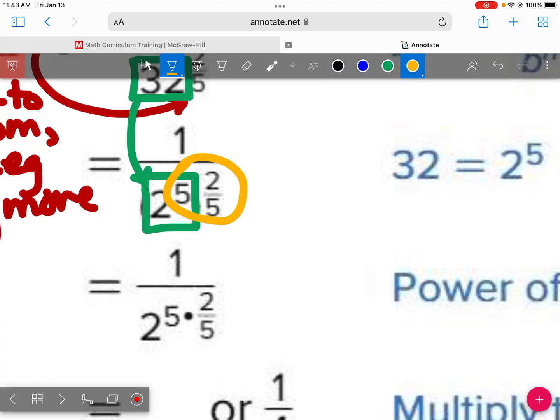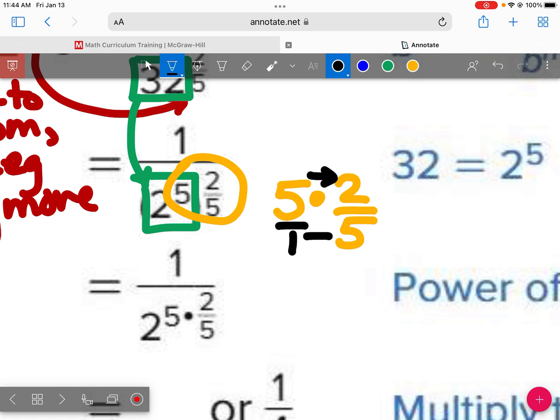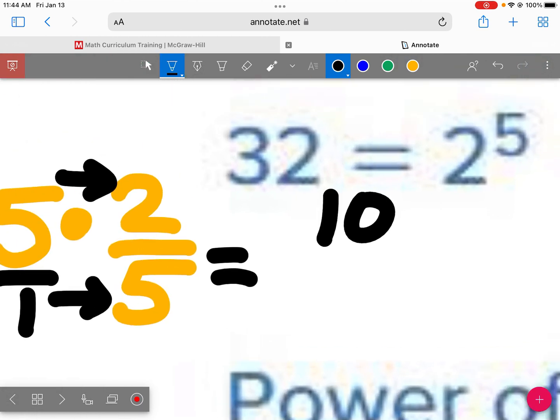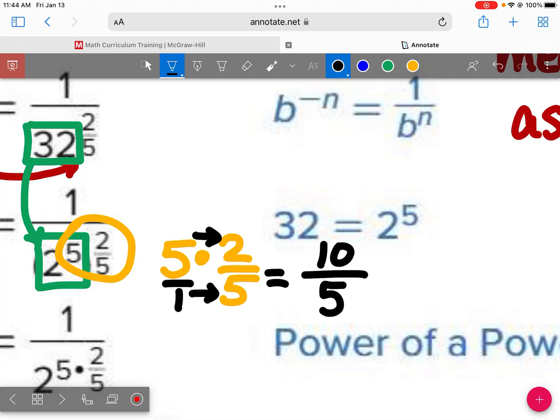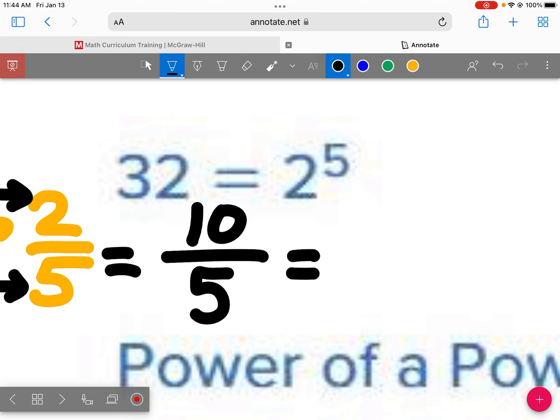And then we've got these exponents here, 5, and I have this 2 to the 5th on the outside. We're going to multiply those together. How do I multiply a whole number with a fraction? Make the whole number a fraction by putting it over 1. And then what do I do with it? Yep, we multiply straight across. 5 times 2 gives me what? 10. 1 times 5 is 5. 10 divided by 5 is 2.